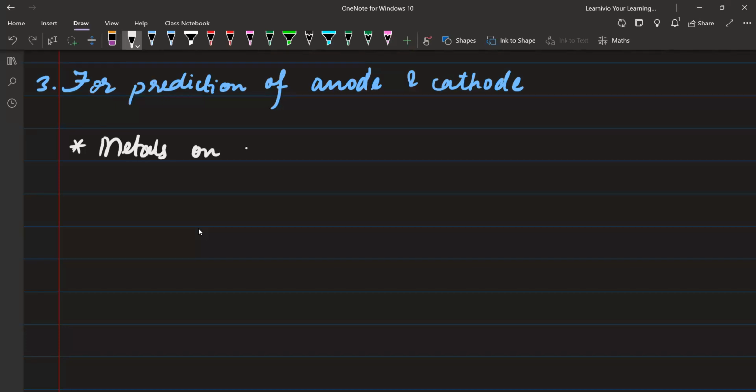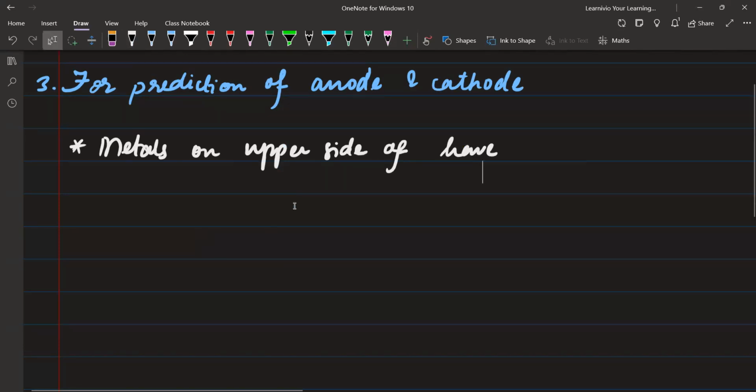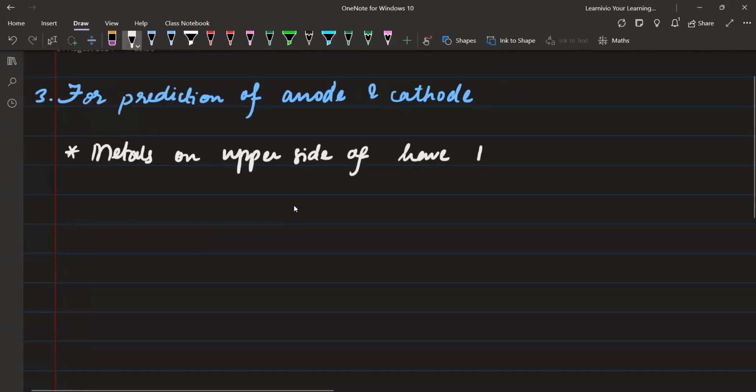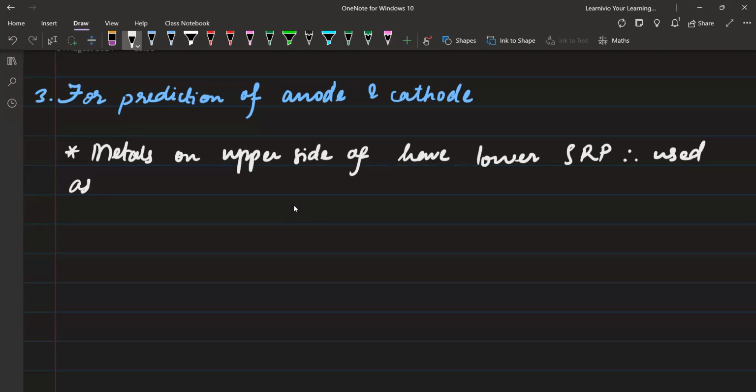Metals on the upper side have lower SRP. Therefore, used as anode.